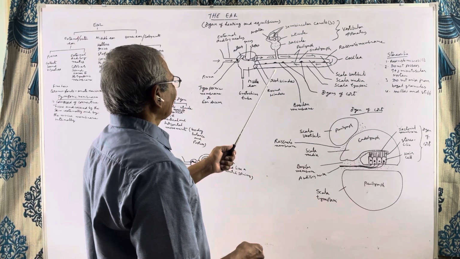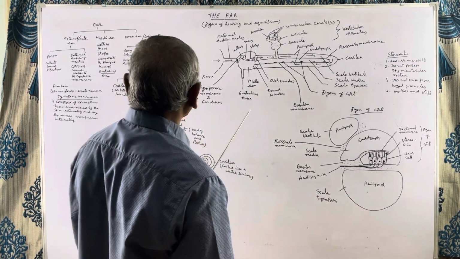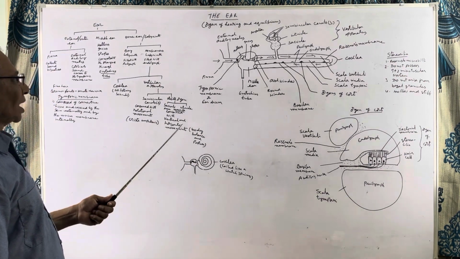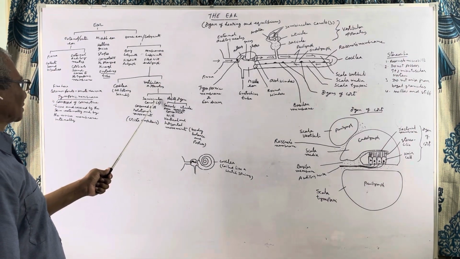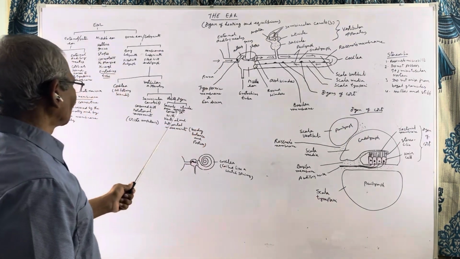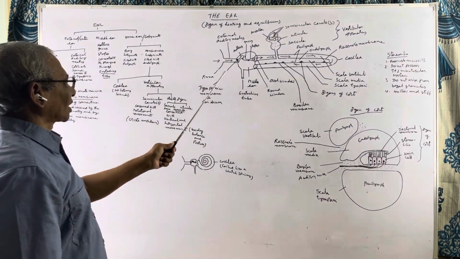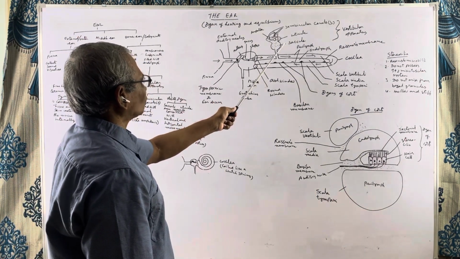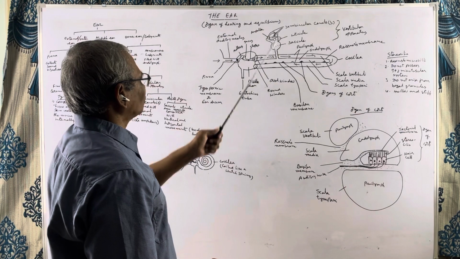Then coming to the other part, vestibular apparatus. As I have told you, it has two parts. There are three semicircular canals and also otolith organ. This structure is called otolith organ. It has again two parts, utricle and saccule.